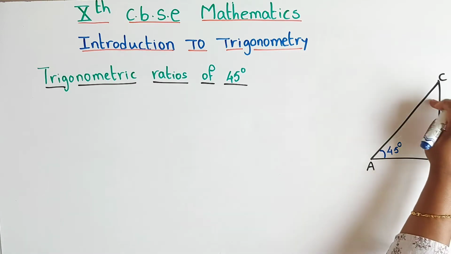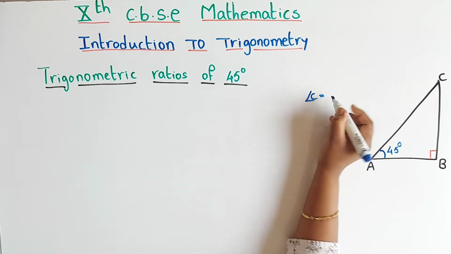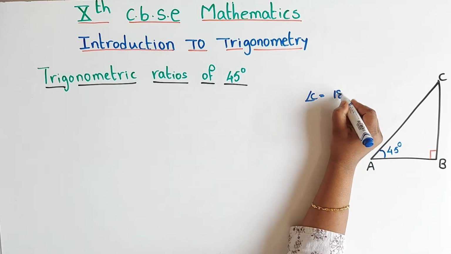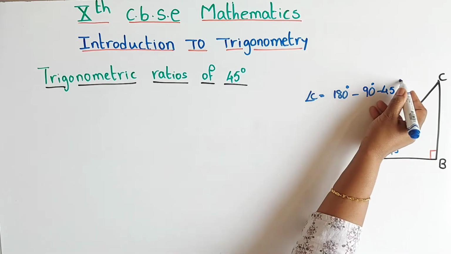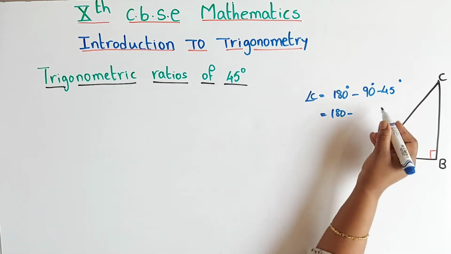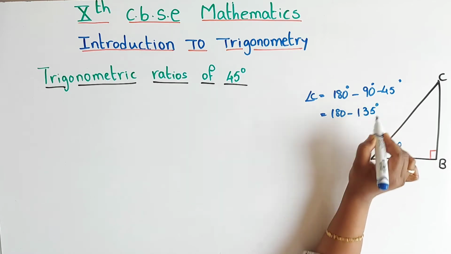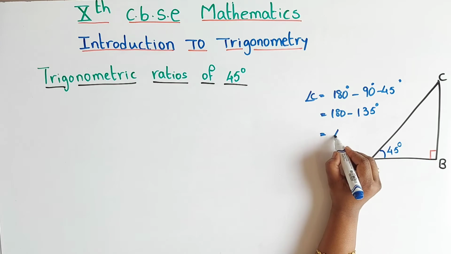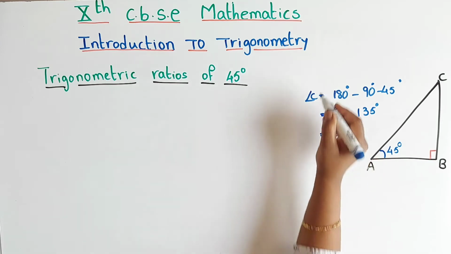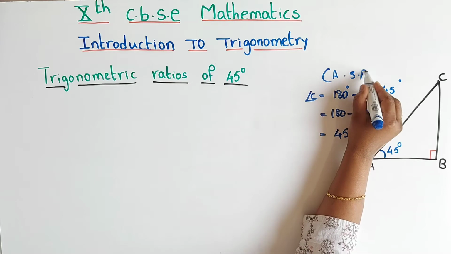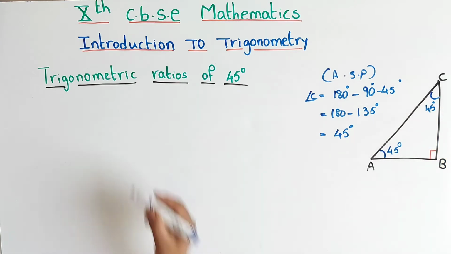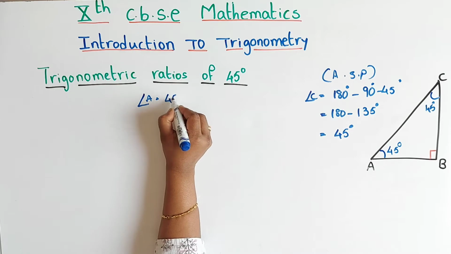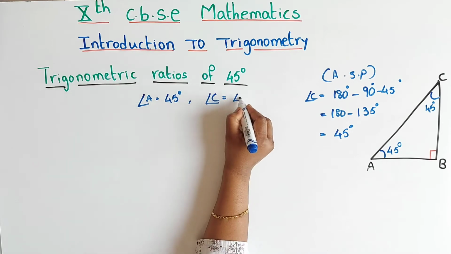Now tell me what about this angle? Angle C equal to 180 degrees minus 90 minus 45. So that equals 180 minus 135 degrees. Correct children? So 180 minus 135, it is 45 degrees. This is nothing but the angle sum property. So angle C value is also 45 degrees here. So now angle A equal to 45, angle C equal to 45 degrees.